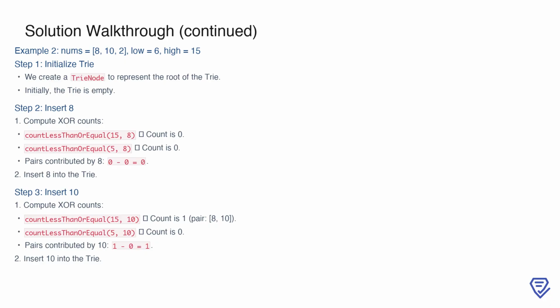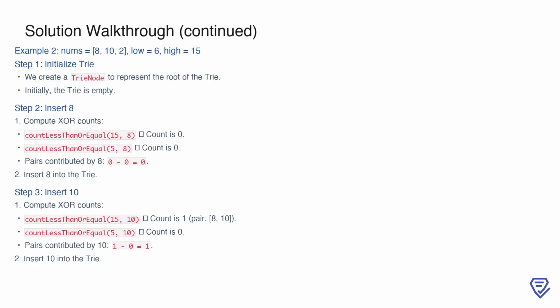We start by initializing an empty tree. The first number is 8, and we calculate the count of numbers in the tree that yield an XOR result less than or equal to 15 with 8. Since the tree is empty, this count is 0. Similarly, the count for XOR results less than or equal to 5 with 8 is also 0. Therefore, 8 does not contribute any pairs at this stage. We then insert 8 into the tree by traversing its binary representation and creating nodes as needed, updating counts along the way. Next, we process 10.